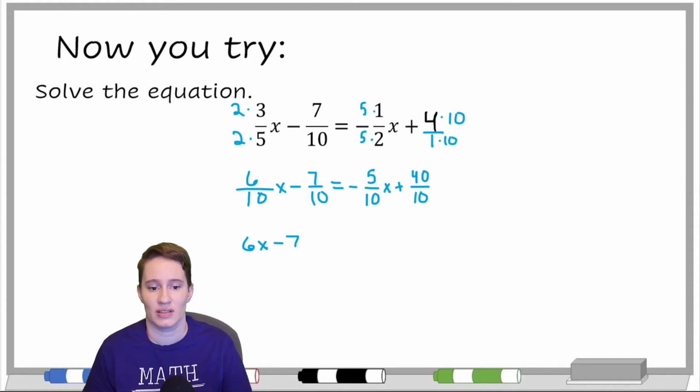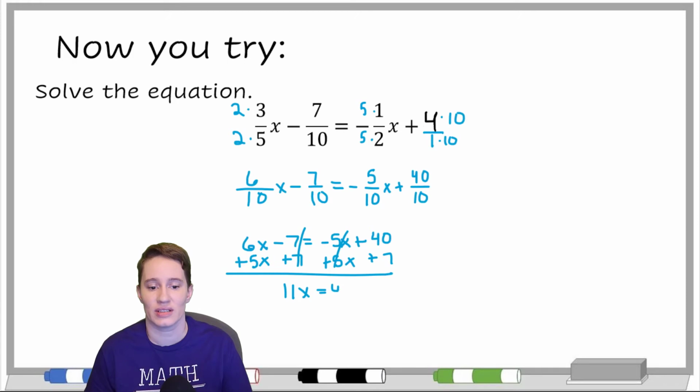6x minus 7 equals -5x plus 40. So I'm going to add 5x over to this side, and I'm going to add 7 over to this side, and this gives me 11x equals 47.